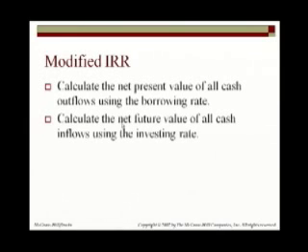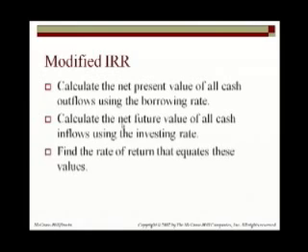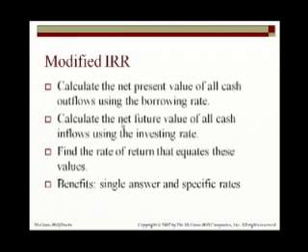All the negatives go at time 0 and all the positives go at the end. And then we just have two cash flows with zeros in between, and we calculate an internal rate of return that makes those two equal. One of the benefits of that is that we will only end up with a single rate. We won't have this multiple internal rate of return problem anymore.